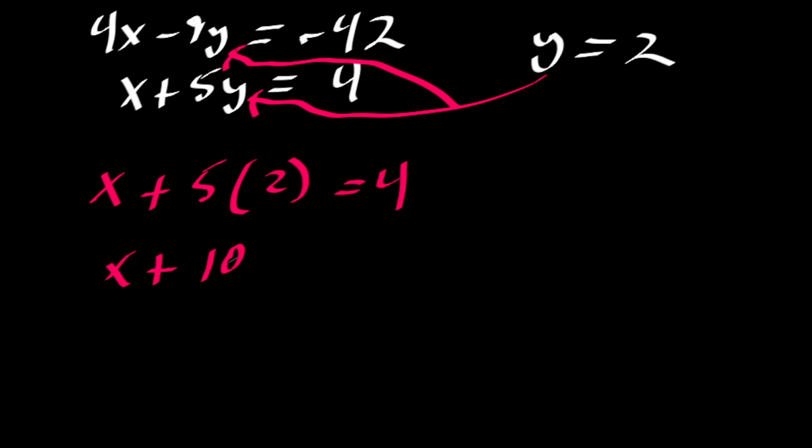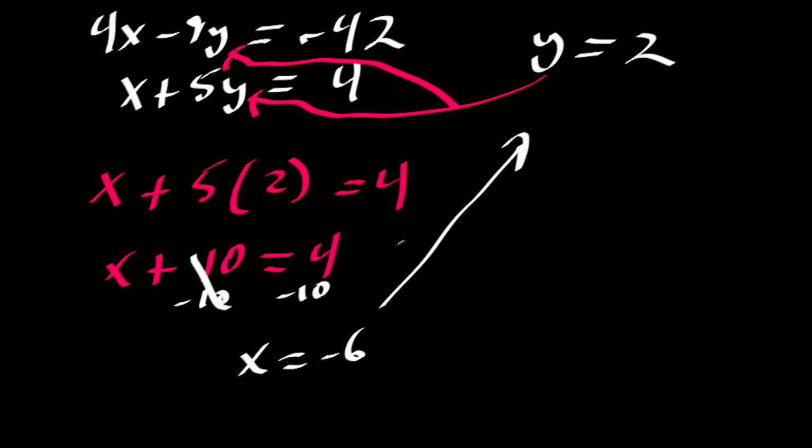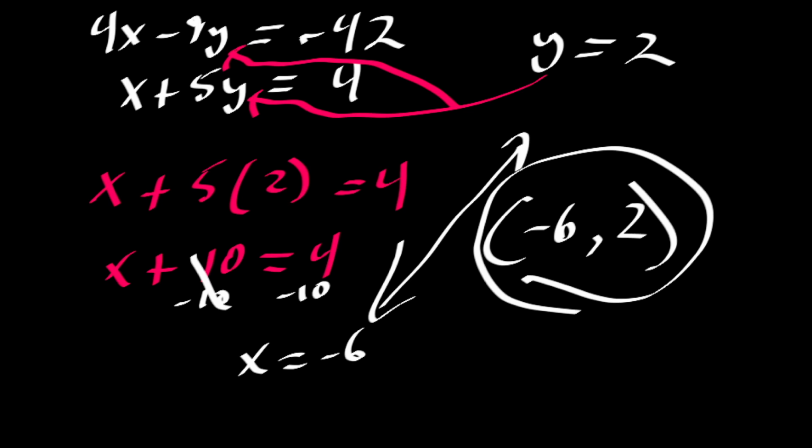x plus 10 equals 4. We're going to subtract 10, and x is going to equal -6. So good thing for us, we now have x and we have y, so our ordered pair is (-6, 2), and we're finished. All right, let me show you one more. This is the hardest one to do, but let's see if you can figure it out.